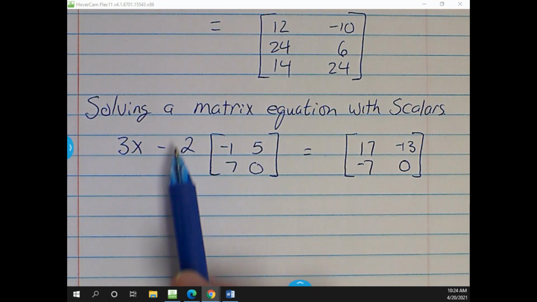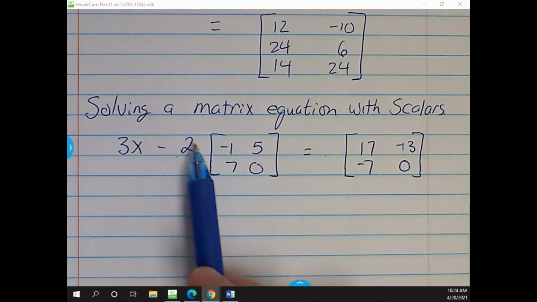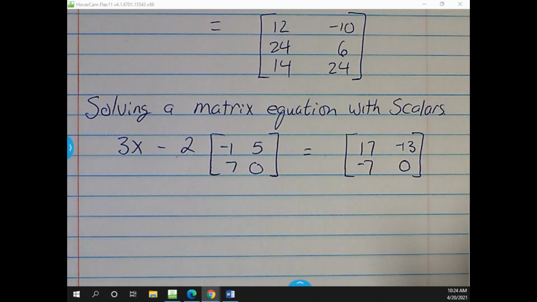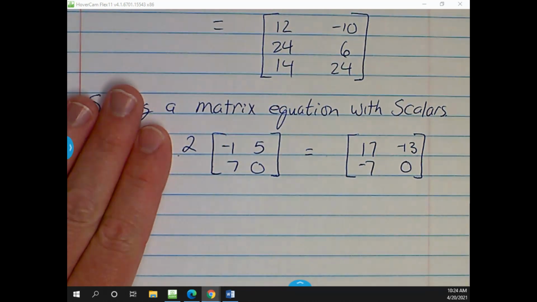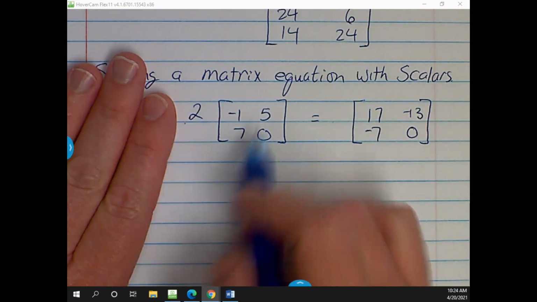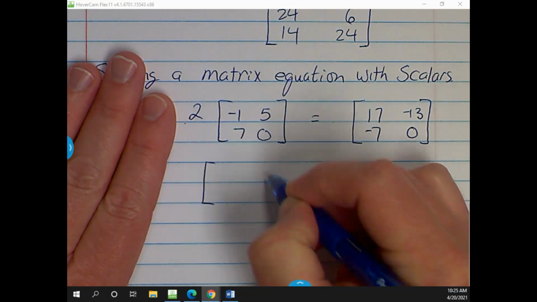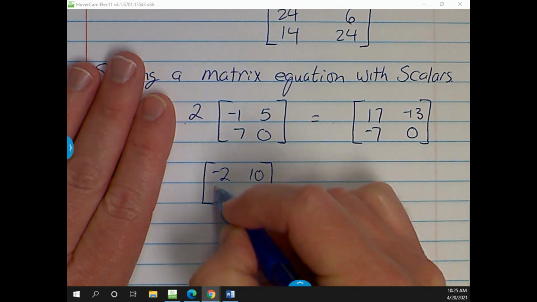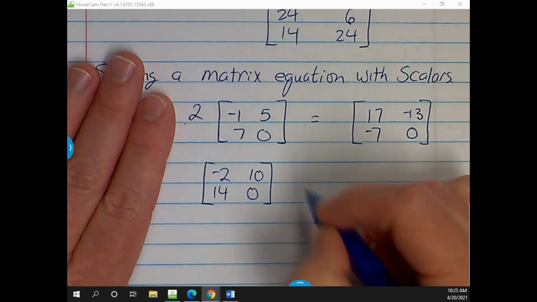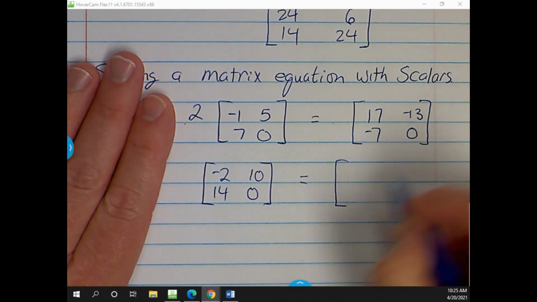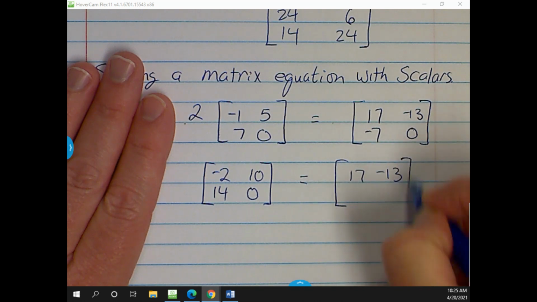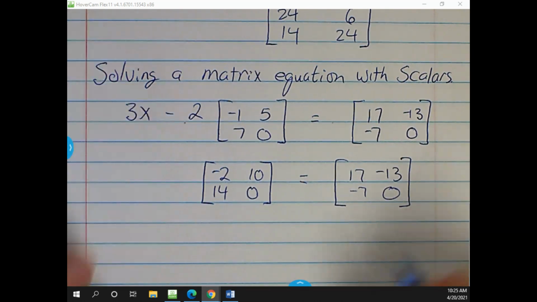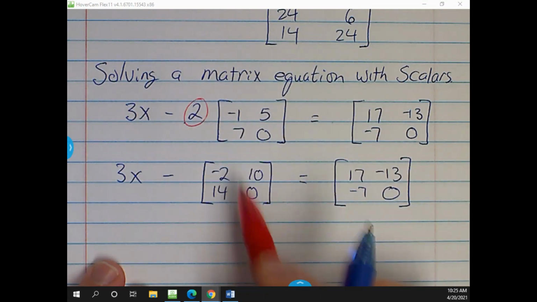You can think about this as being 3x plus negative 2, and multiply everything times negative 2. But in this case, since it's 3x minus, let's just go ahead and multiply everything by 2 here. So we'll do the scalar multiplication and just double this matrix. Doubling everything, that's negative 2, 10, 14, and 0. And the matrix on the right-hand side, we'll just rewrite it because we didn't do anything with it yet. Now we've doubled out this matrix to get it to this point.